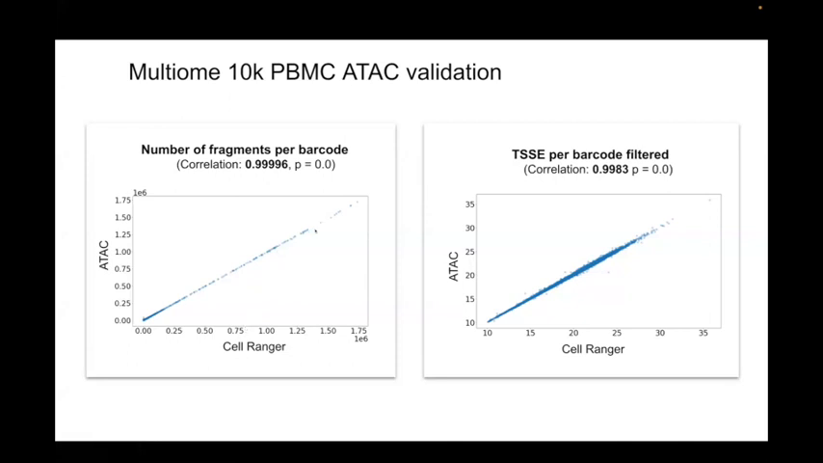After filtering those with a smaller number of fragments, we also look at the TSSE, which is the plot on the right, which is the transcription start site enrichment per barcode, and we also see a tight correlation between the two here.